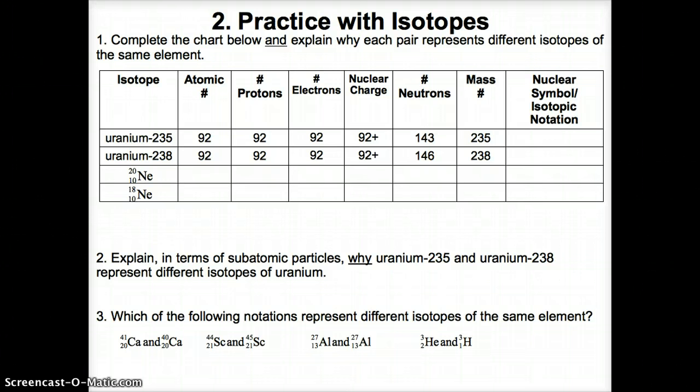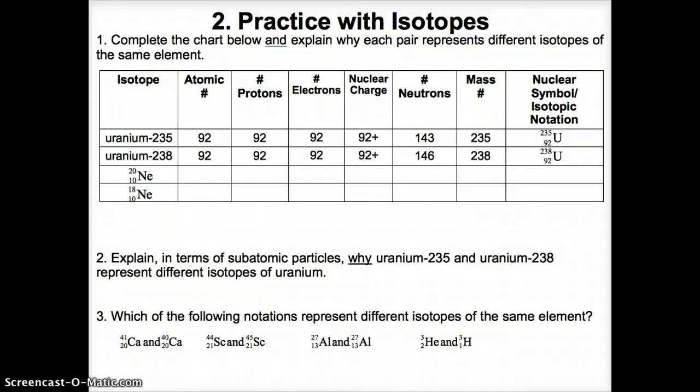All right. Now finally, for the last column, you have to write the isotopic notation using the mass number in the top left, the atomic number in the bottom left, and the element symbol in the middle. So writing in this notation for uranium-235 and uranium-238, we get the following. Uranium-235 has 235 as the top left mass number, 92 as the bottom left atomic number, and the symbol U for uranium. And for uranium-238, we have 238 as the top left mass number, 92 as the bottom left atomic number, and the symbol U for uranium.